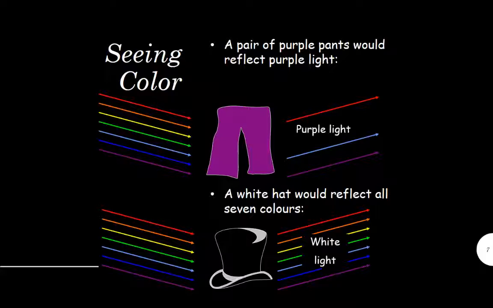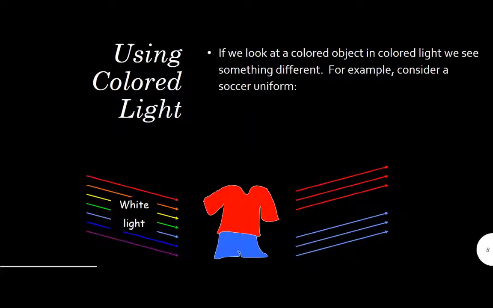But if we start to look at something in colored light, it might look a little different. Now let's start by looking at this soccer kit. We've got a nice red top and a nice kind of blue purple pants. And when you start looking at that, the white light comes in. Those are the colors that are reflected off of it. Therefore, that's what you see. Shirt looks red, shorts look bluish.